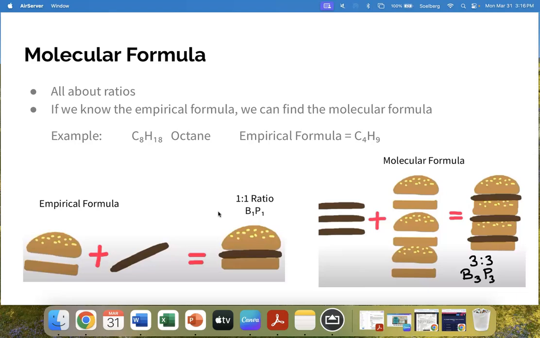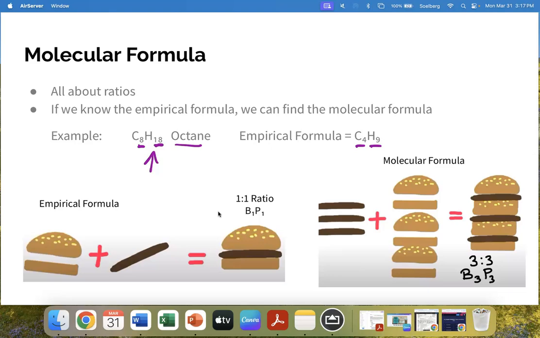All right, so then molecular formula is next. This is all about ratios. If we know the empirical formula, we can find the molecular formula. The example they give here is octane, C8H18. Its empirical formula is C4H9, meaning lowest ratio, so we divide it by the common factor of 2. The empirical formula just gives us the smallest ratio of all the different elements that make up that compound, whereas when we're looking at a molecular formula, we're looking at an actual compound like octane or propane.